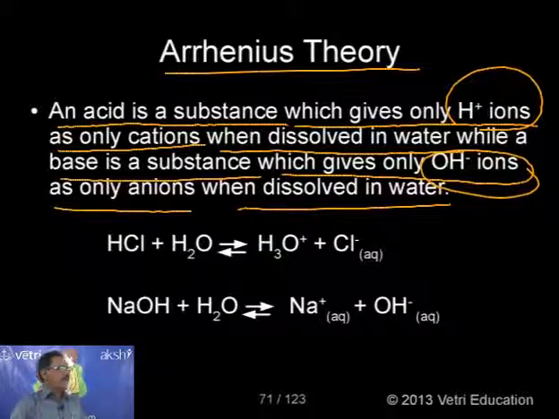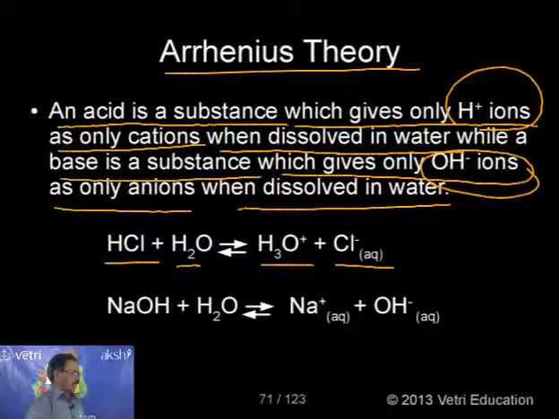So I can simplify it this way. According to Arrhenius theory, an acid is a substance which will provide H plus, and a base is a substance which will provide OH minus in water. So when you dissolve in water, any substance which gives H plus is an acid, and any substance which gives OH minus is a base. Very simple. Just see below. HCl dissolves in water to give H3O plus and Cl minus in aqueous solution. So H plus is accepted by water, giving H3O plus. Why are we calling it an acid? Because the acid is donating H plus and water is accepting. So HCl is an acid.